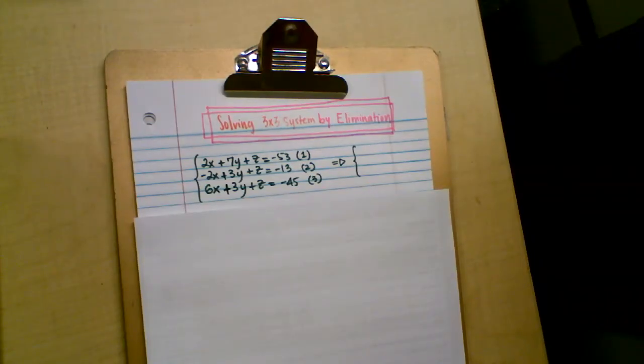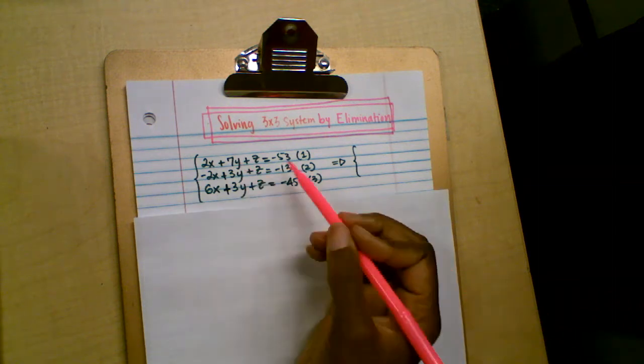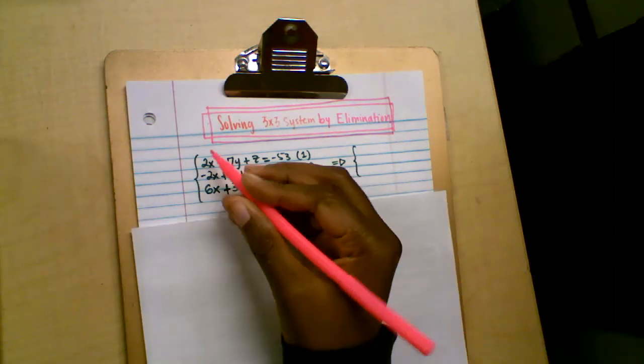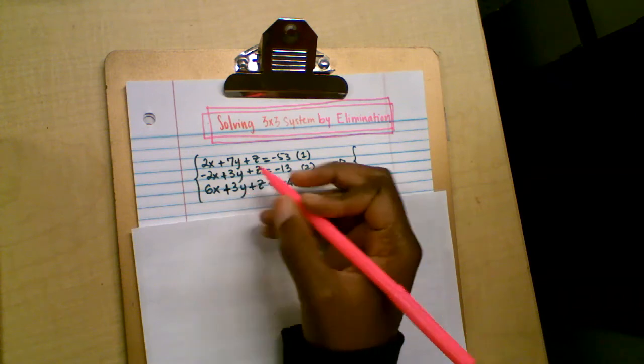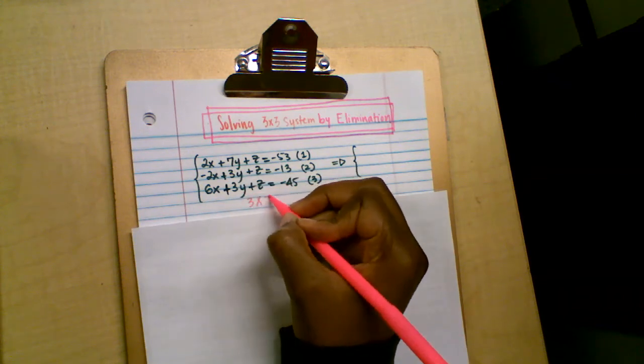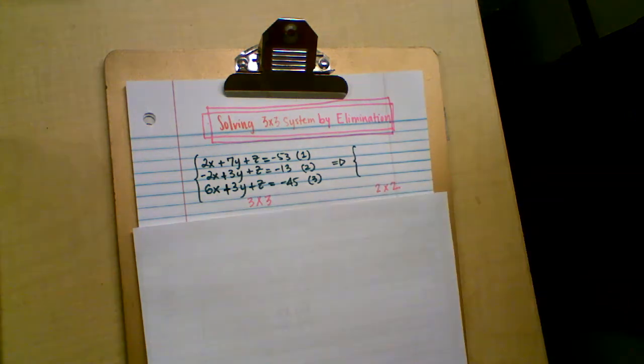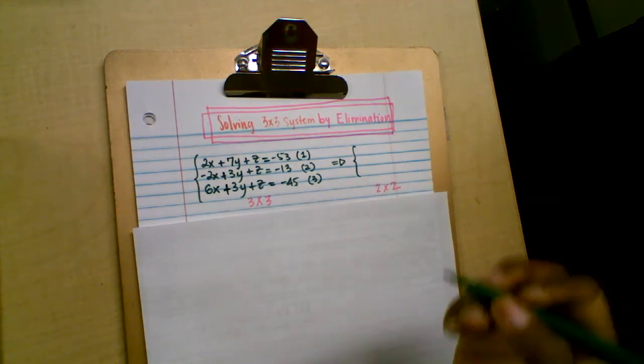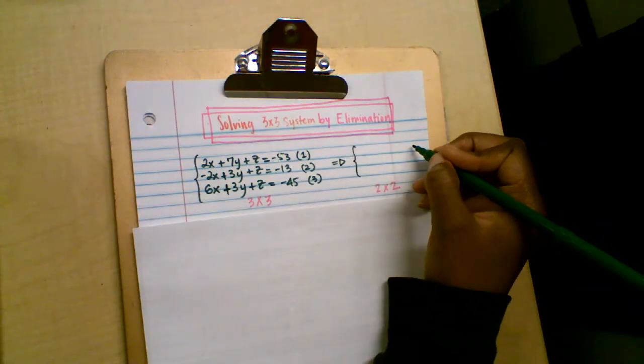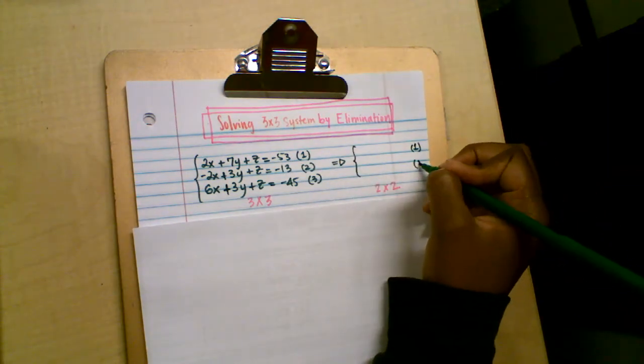In this video, I want to show you how to solve a 3 by 3 system by elimination. Remember, it's a 3 by 3 system because you have three equations and three different variables, x, y, and z. You want to go from a 3 by 3 to a 2 by 2 system, and for this, you have to eliminate a variable so you can create our 2 by 2 system.